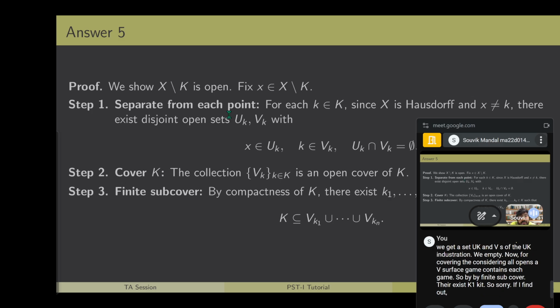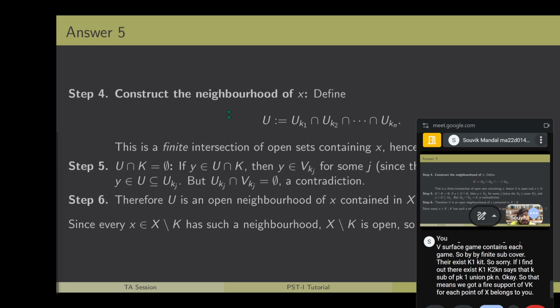By finite subcover, there exist k1, k2, up to kn such that K is contained in V_k1 union up to V_kn. So that means we got a finite subcover of V_k for each point of K. Now we are considering the corresponding sets U_k1 up to U_kn, and their finite intersection U is an open set of X containing x. So that means U intersection K is empty, because if y belongs to U intersection K, then y belongs to some V_kj. But U_kj intersection V_kj is empty, a contradiction. So that is the argument, okay?